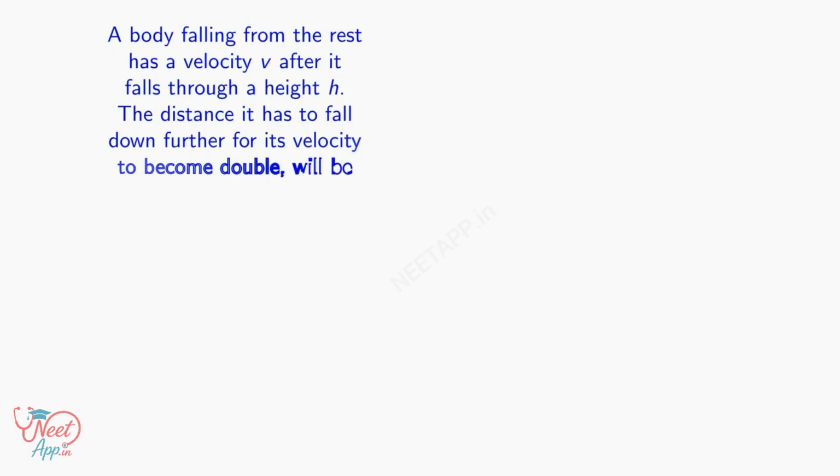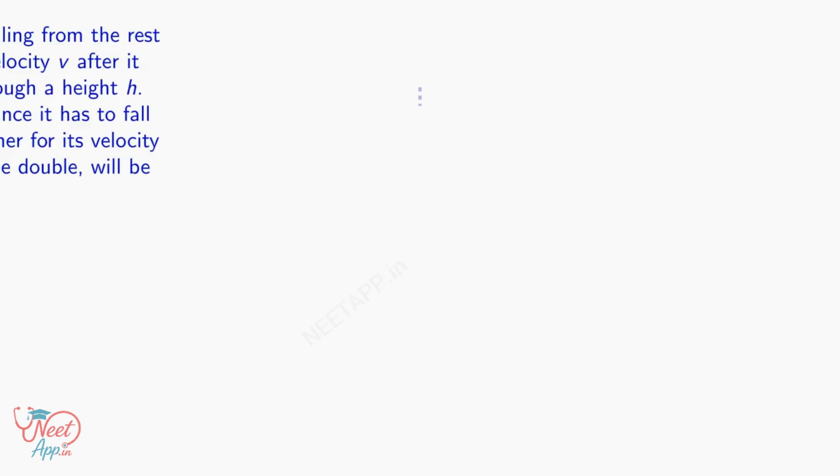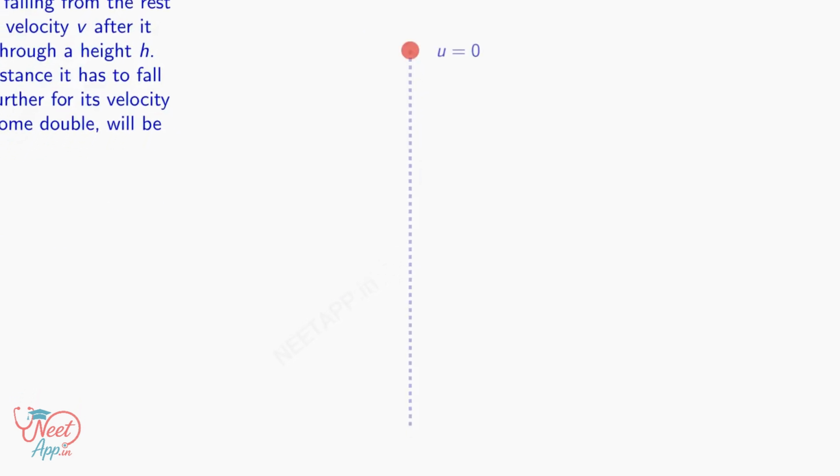Let's read the second question. A body falls from rest, hitting a velocity v after falling a height h. We need to find how much further it must fall to double its velocity. Let's visualize the drop. The ball starts from rest, so initial velocity u is 0. It falls a distance h, and at this exact point, its downward velocity is v.